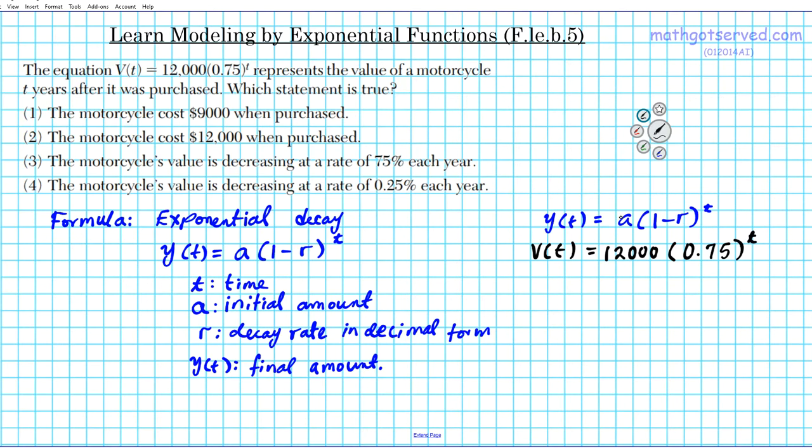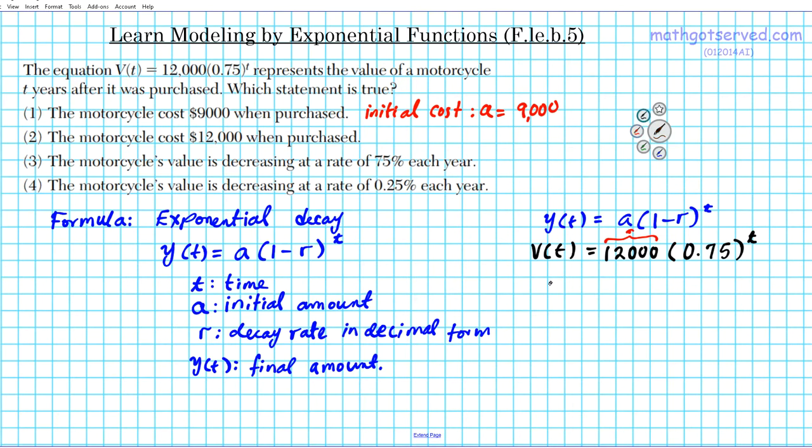All right, so the first statement says the motorcycle costs 9,000 when purchased. When you purchase the motorcycle, that's basically referring to the initial cost. So this is saying that the initial cost, based on this breakdown we have here, a is 9,000. Is that the case here? Well, let's determine what the initial cost is. The initial cost is the coefficient that has been multiplied by the exponential term. So this 12,000 right here is your a. That's your initial cost value.